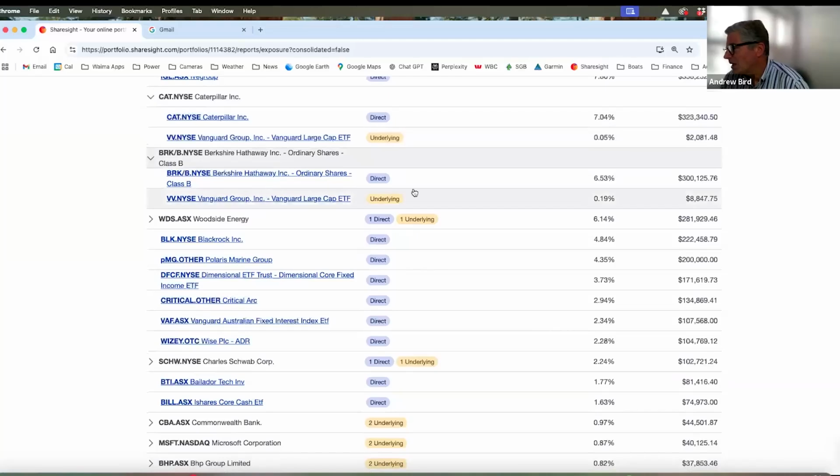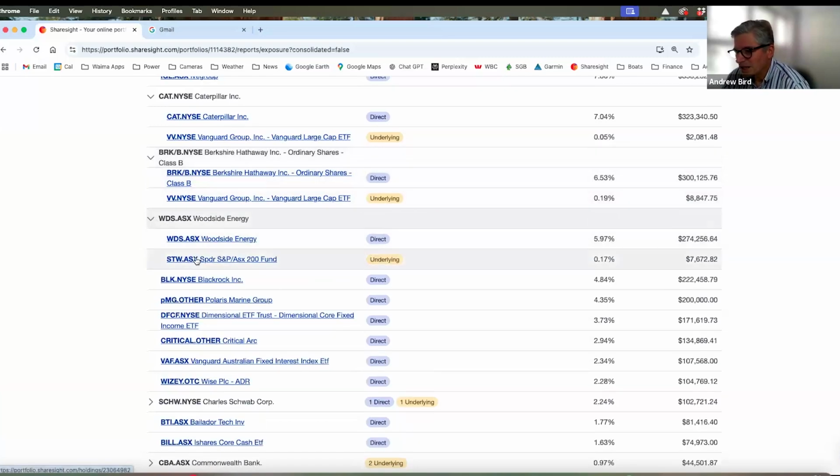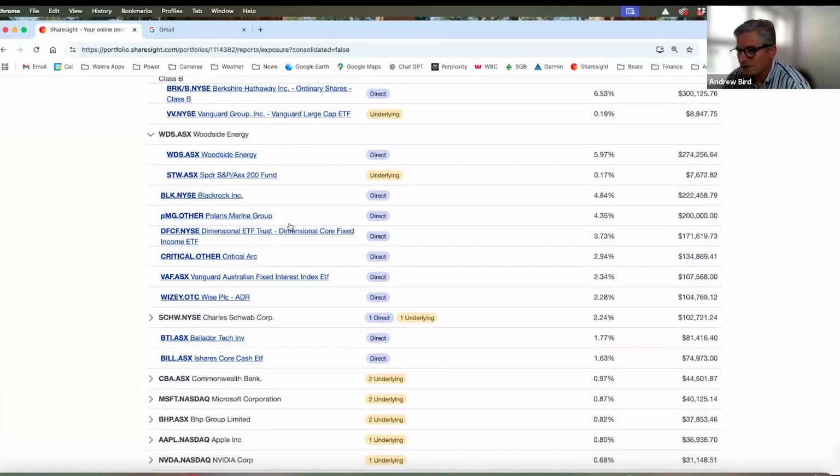Berkshire Hathaway is another one where, yes, I've got 8,000 indirectly through the Vanguard ETF, and a much bigger position individually. Again, interesting, but I'm not too fussed about it because Berkshire is so diversified. I almost treat that as a managed fund. But you get further down, Woodside, okay, 7,000 through the Aussie passive ETF.